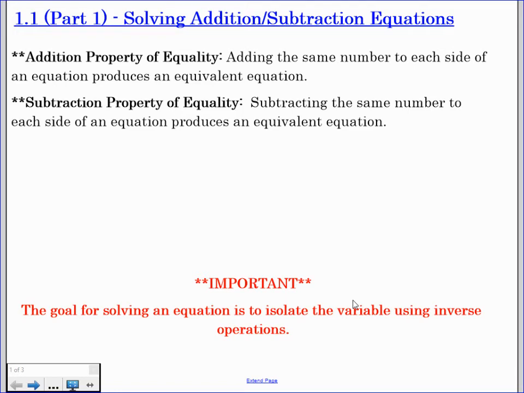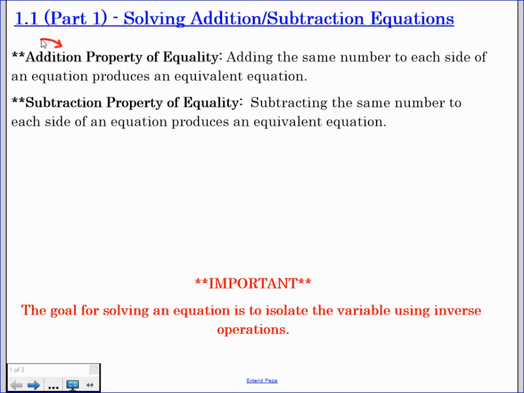Solving one-step addition and subtraction equations. Okay, so first couple things that I have written down here for you. It's not super important that you necessarily memorize these, but there's some terms in here, some vocab in here that we need to make sure that we know. The addition property of equality.